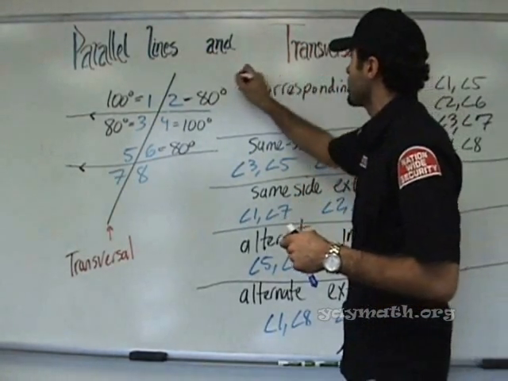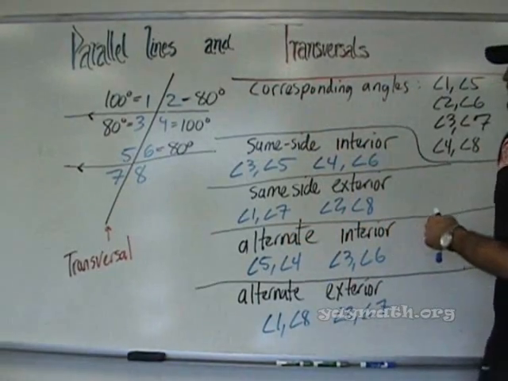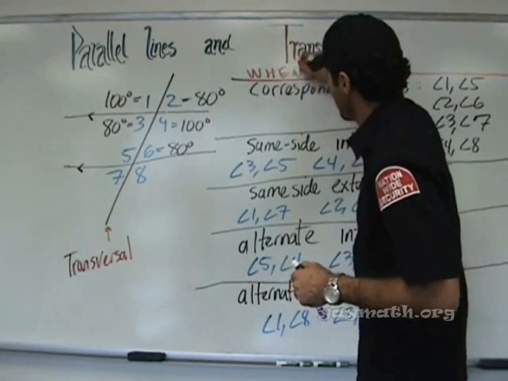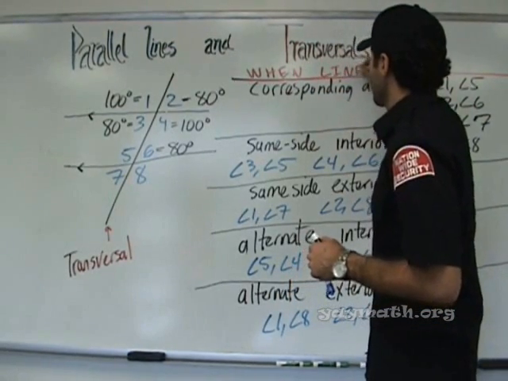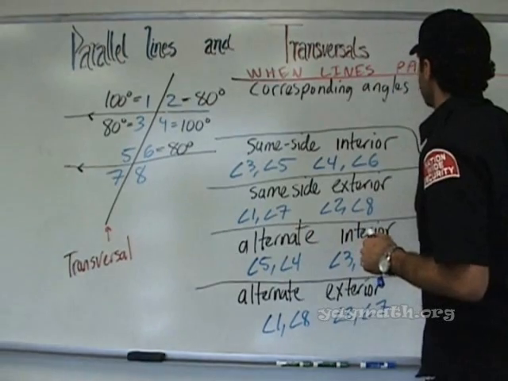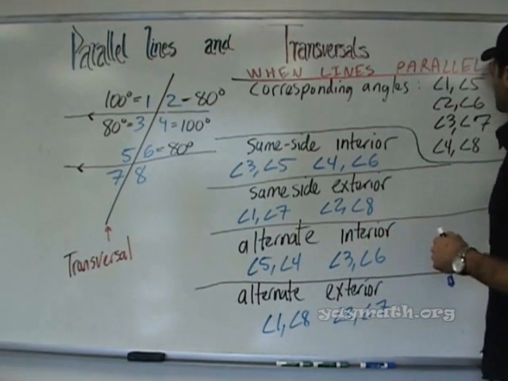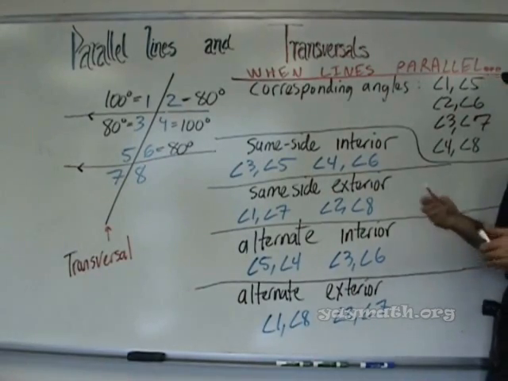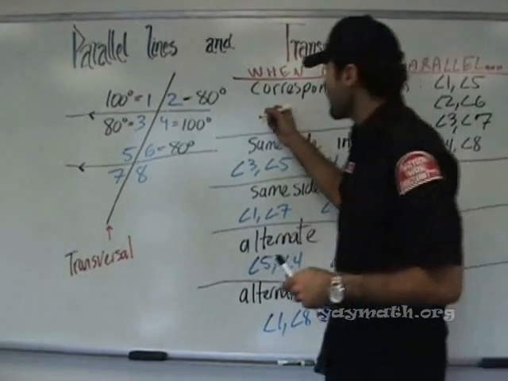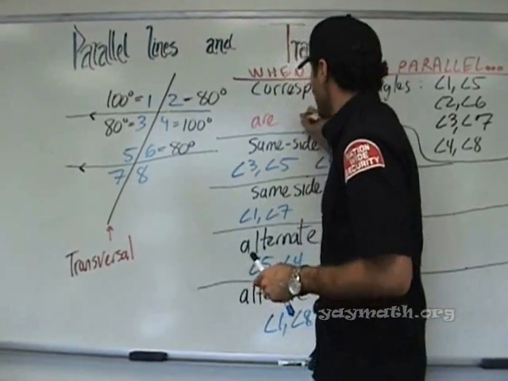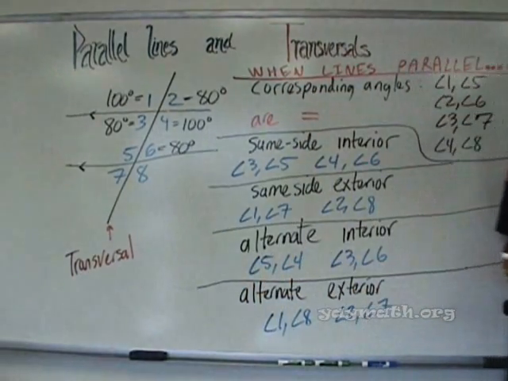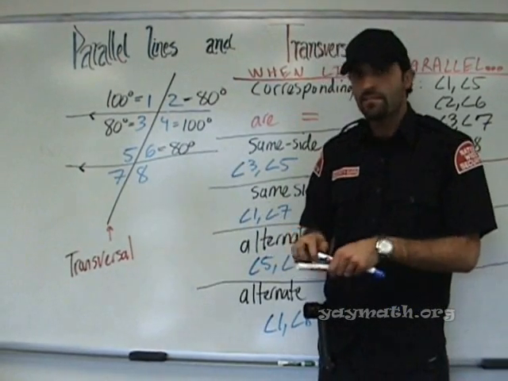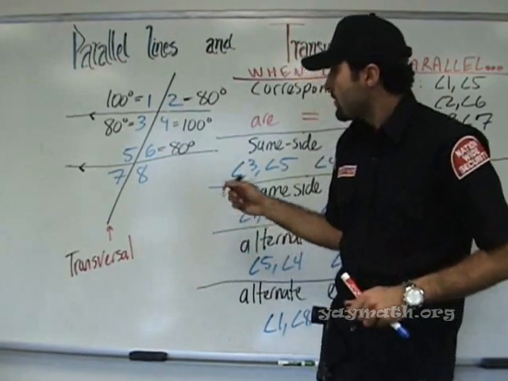So we can write that. Now we can write it here. In red, we're going to say when lines are parallel, corresponding angles are equal. Okay, now let's keep going. If 6 is 80 degrees, what's angle 7? 100. No, 80.